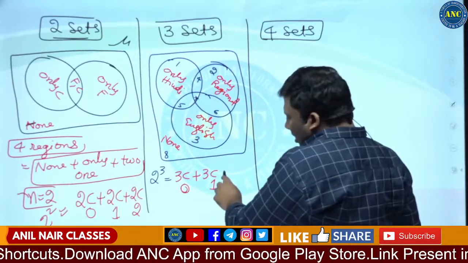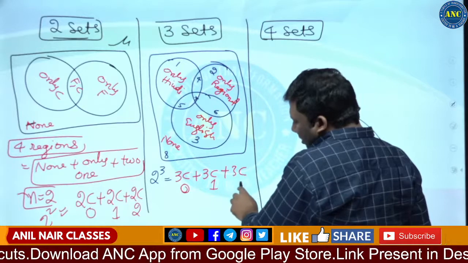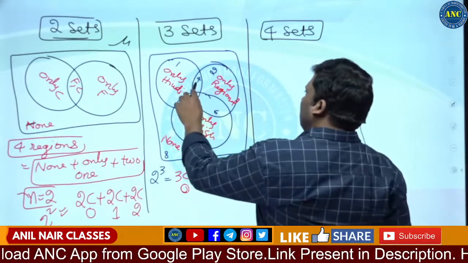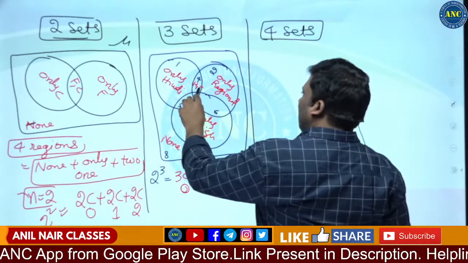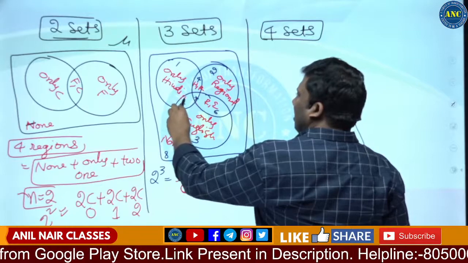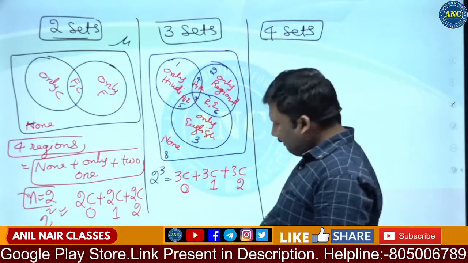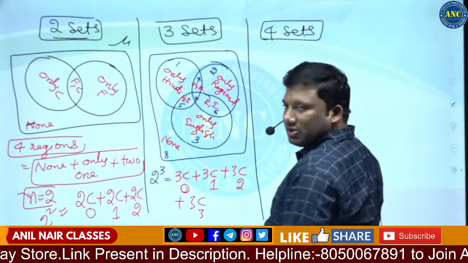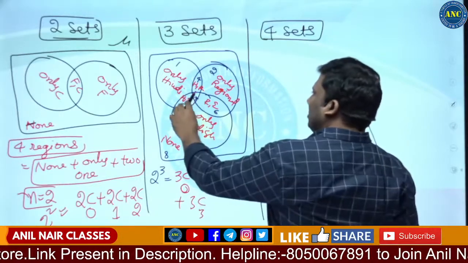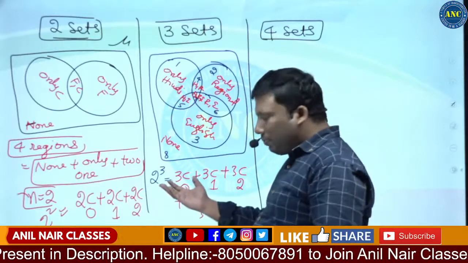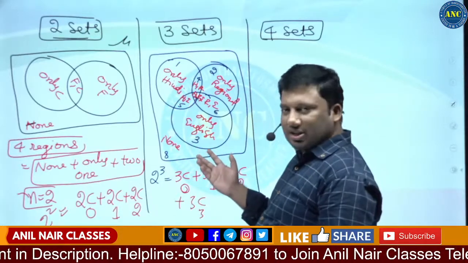3 cases. Out of 3 kinds of watching, I watch any 2. Any 2 is, this is H comma R, this is R comma E, this is H comma E. Out of 3, I watch all 3 movies, 3C3. This is HRE. I hope the idea is clear. 2 power 3. Totally 8 regions I got.